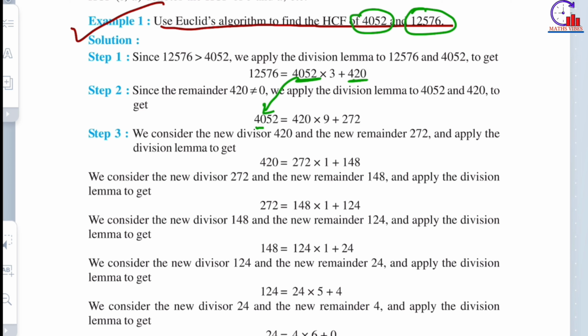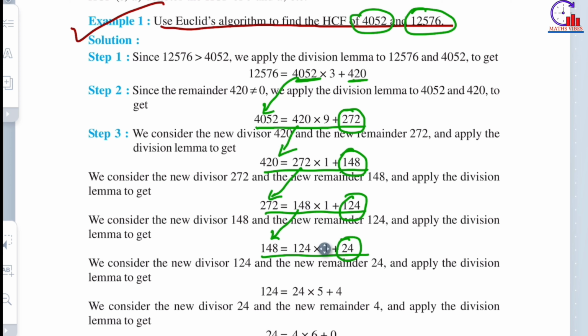452 is equal to this, and now here also 272 is not equal to 0. That means you have to go to another step. In this way 420 is equal to this, and this is also not equal to 0, so you have to go to another step like this. 272 is equal to this. Here also this is not equal to 0, so you have to go to other steps. So in this way you need to go to the end where you get the remainder 0.